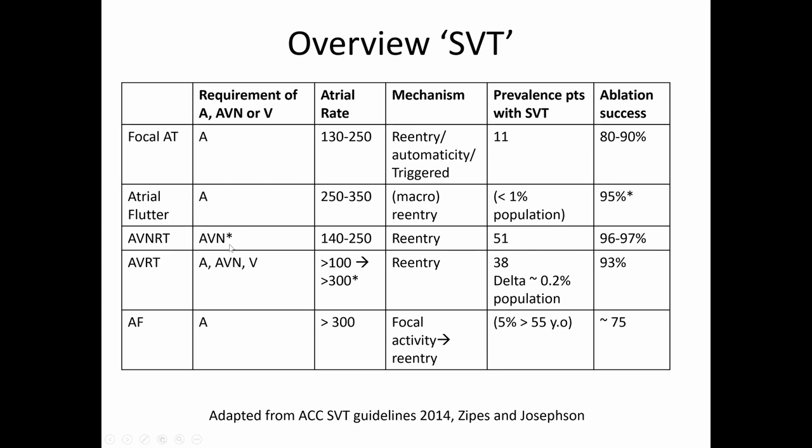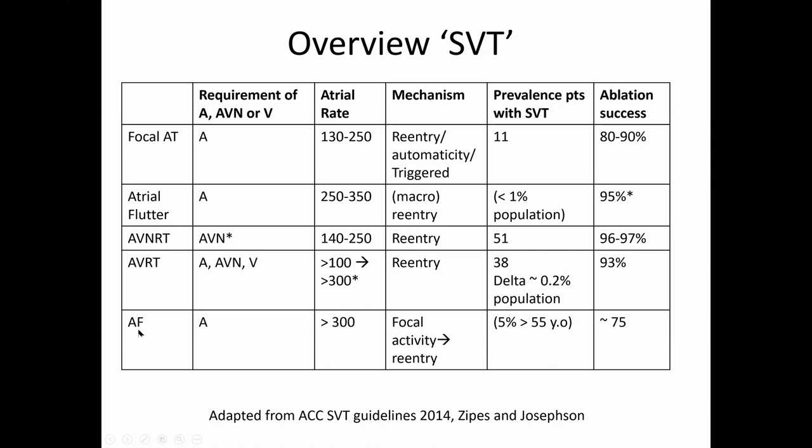AVNRT: the requirement is really just the AV node and perinodal atrium. It's a reentrant mechanism. It's probably the most common SVT, again a high ablation success rate. AV reentrant tachycardia requires the atrium, the AV node, and the ventricle, unless you've got an unusual reentrant tachycardia like nodofascicular or nodoventricular reentry. And again, high success rate, a delta wave effect is about 1 in 1,000 in the population.